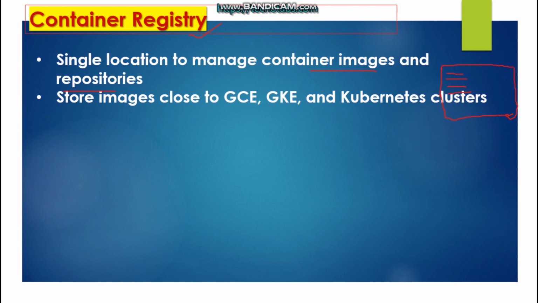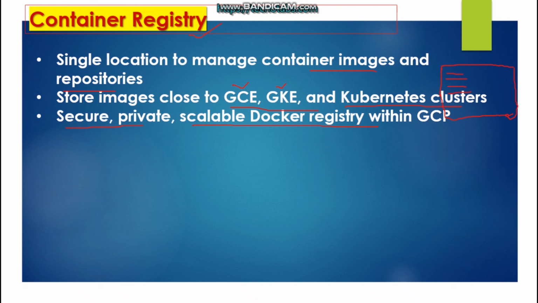It stores images close to the GCE, GKE, and Kubernetes cluster. So whether your application is running on GCE or GKE, it will be stored in the same network where your code is being deployed, so that it will increase the performance of your application and there will not be any lags. It's a secure, private, scalable Docker registry within GCP. Only the person who has access to this Container Registry can access it. So it's secure and private. You can store any number of images, and it can be scaled up in memory as well.